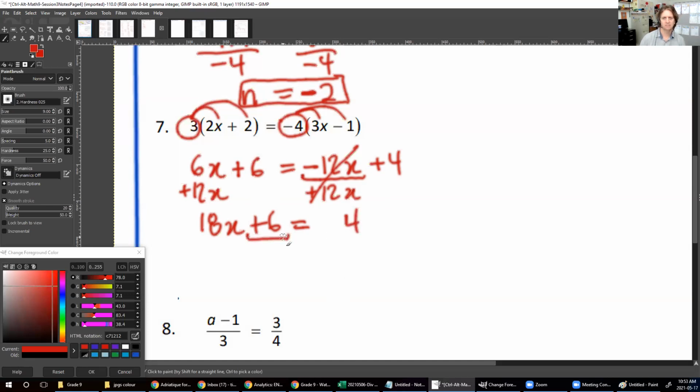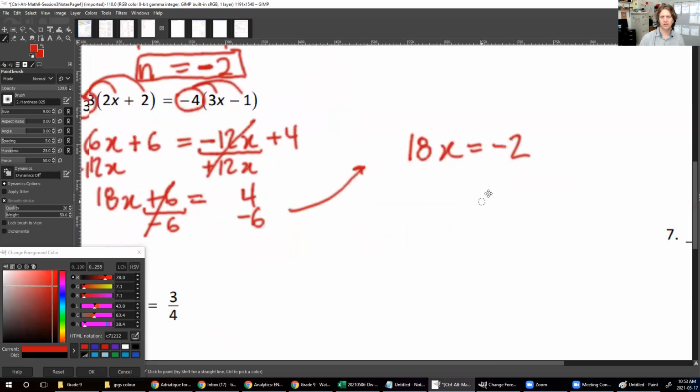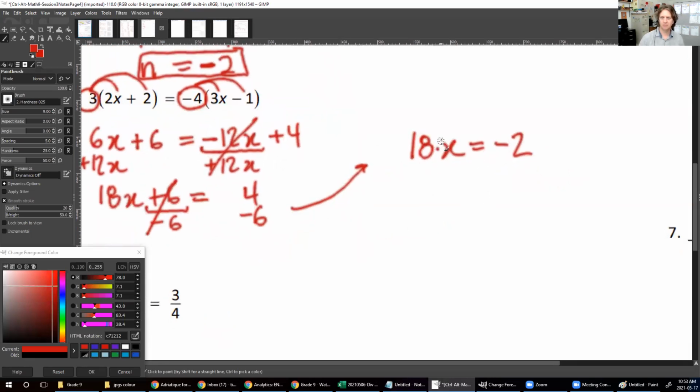Now let's get rid of this thing. Move it off this side of the equals. So I'm going to subtract 6 on both sides, and I'm going to move it over to here. So we have 18x. This cancels out, and I have 4 minus 6. It's going to be negative 2. Okay. I have 18 times x, and I just want to know what 1x is. So instead of 18 times, it's going to be divide by 18. I'm going to divide by 18.